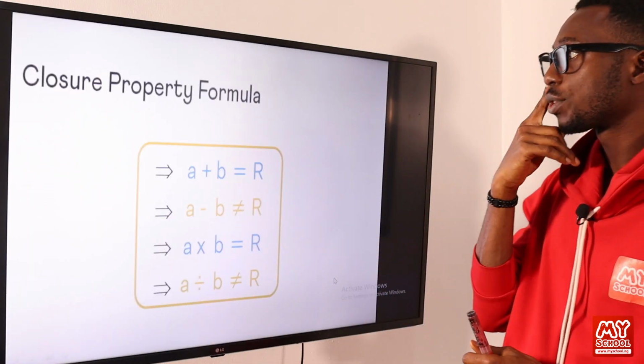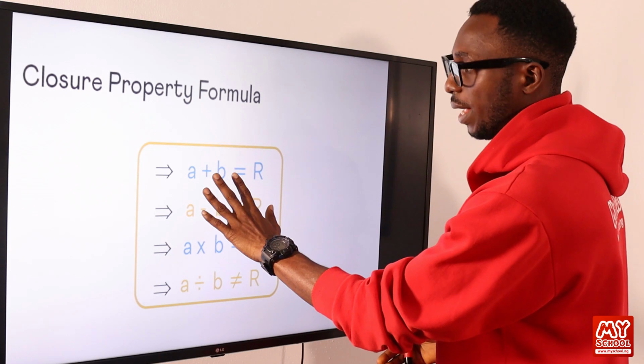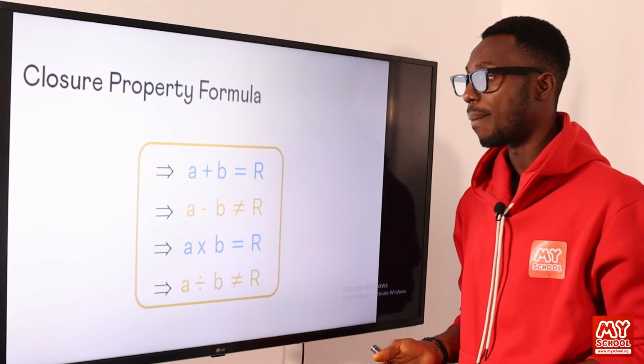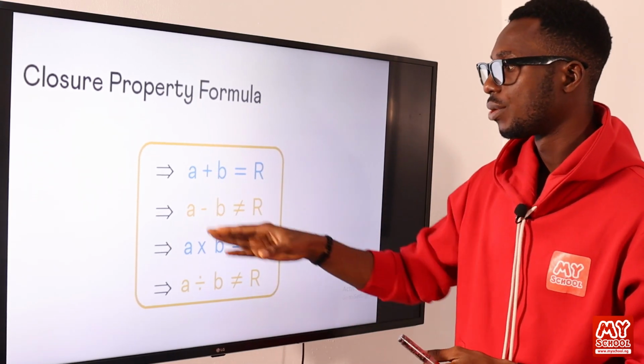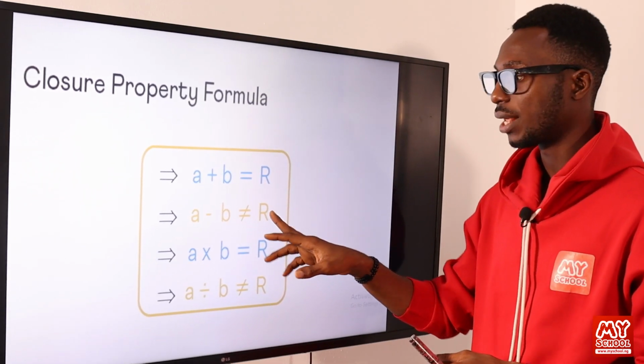Good, so we have the closure property formula. A plus B still gives us a real number. R should stand for real number. A minus B, this. Okay, just take note of that, A times B.